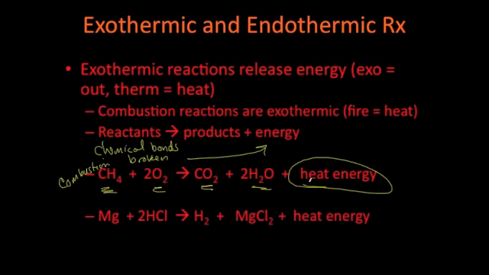Another example of an exothermic reaction is magnesium reacting with hydrochloric acid. It causes the chemical bonds to split apart in the hydrochloric acid. The magnesium takes the place of the hydrogen and gives off heat energy.